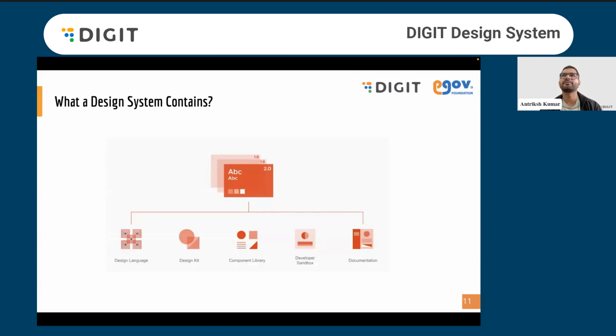Component library is focused on developers. We have the same coded components available for developers, maintained in a separate library. Then we have a developer sandbox, where other developers can come, start playing with the components, and experience them firsthand. And then we have documentation. Documentation can be in the form of a website, where we document everything related to the design system: for example, how do you use a component, when to use it, when not to use it. Everything regarding a component or a pattern should be documented in a separate design system website. So these are the key components of our design system.